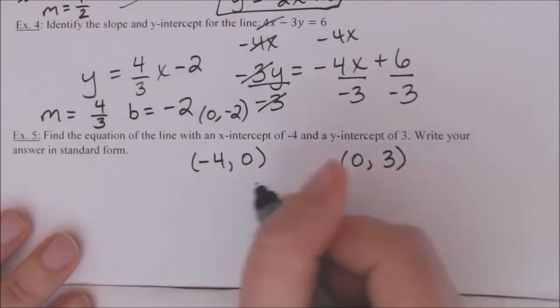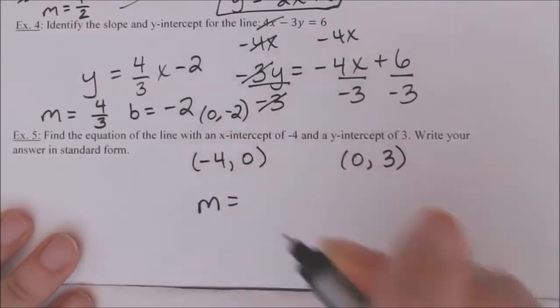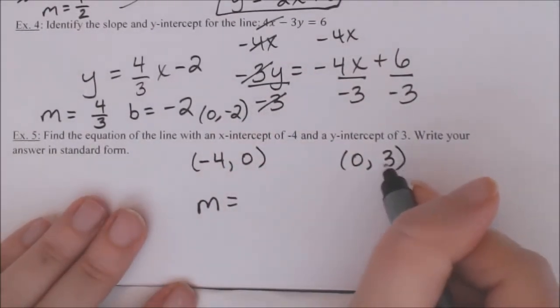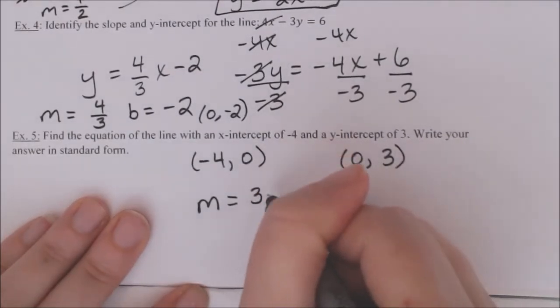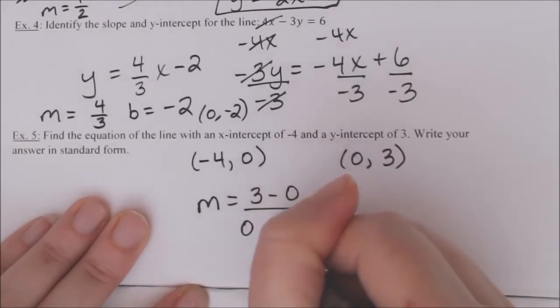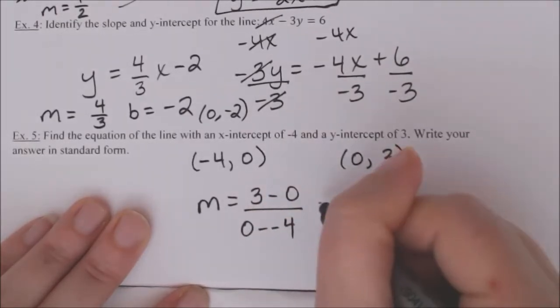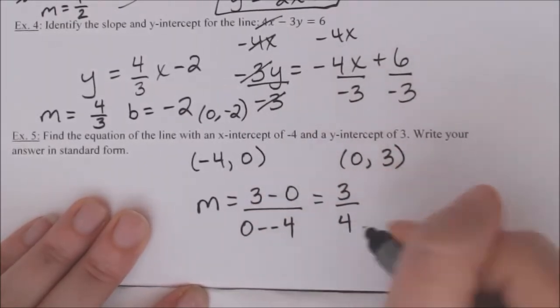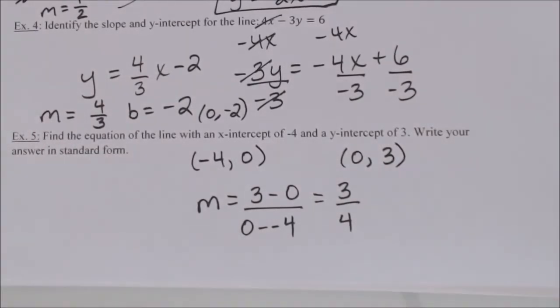So if I have 2 points, to find the slope between them, I'm going to use my formula, y2 minus y1, so that'd be 3 minus 0, over x2 minus x1, so that'd be 0 minus negative 4, which gives me a slope of 3/4. Now, we need to write the equation. Remember, you can pick either point. It does not matter. I think the point with the y-intercept might be a little easier to work with, but it really makes no difference. So let's start with that.